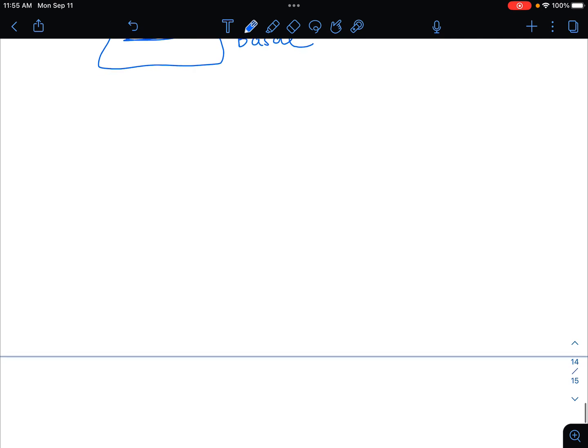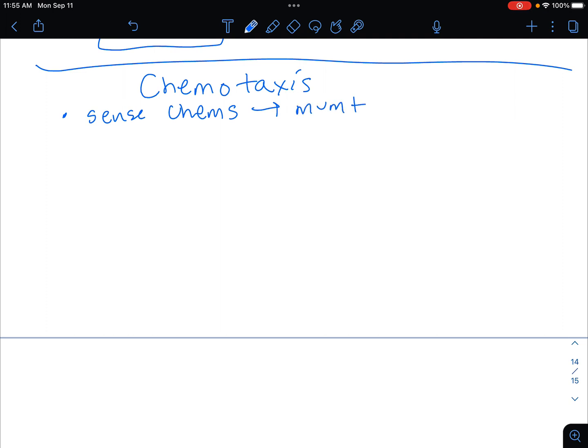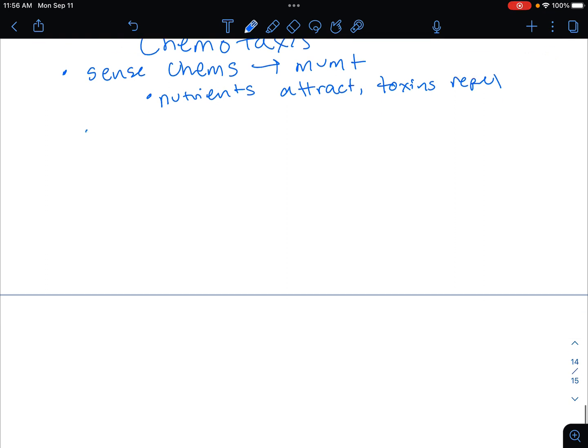Let's talk about another part of bacterial movement, which is chemotaxis. It's where they sense chemicals, and this determines their movement. So nutrients attract the bacteria, while toxins will, of course, repel them. And then it's, again, run and tumble.